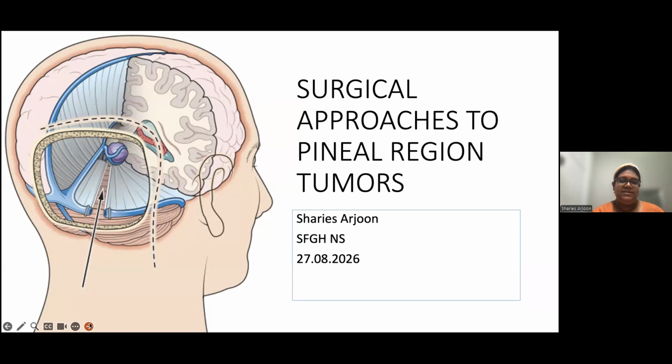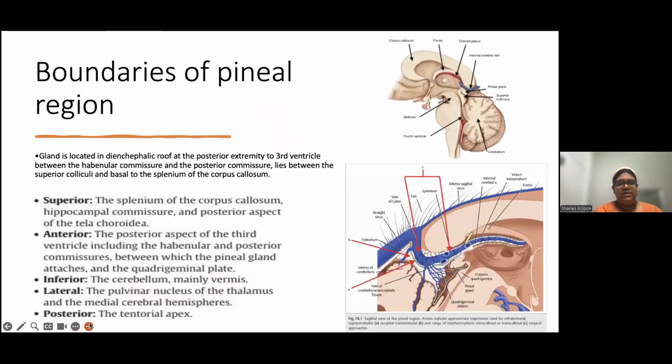Tonight, I'll be presenting on surgical approaches to the pineal region tumors. I'll start off with a little bit of anatomy. The pineal gland is located in the diencephalic roof of the posterior extremity of the third ventricle, between the habenular commissure and the posterior commissure. It lies between the superior colliculi and is basal to the splenium of the corpus callosum.